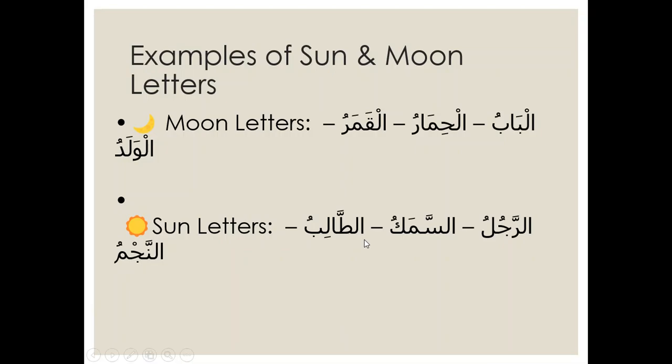But for the sun letters, these are some of the examples. We have at-talibu, as-samaku, ar-rajulu, an-najm. Whenever you see all of this, the alif and lam is not clear. The alif is the only one that is clear, but the lam there, we did not pronounce it. We just pronounce the letter after the lam with shadda. You can say at-talibu, as-samaku. This is for the huruf shamsiyya.